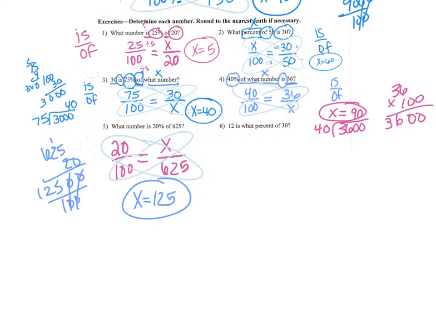Okay, last one, number 6. 12 is what percent of 30? So I've got is over of. What do I not know? What's the question asking? The percent. So that means I need to put x on top of 100. Okay? And then what's my is and my of on that second part? I've got 12 and I've got 30. It's 12 over 30. Good, because 12 is some percentage of 30.